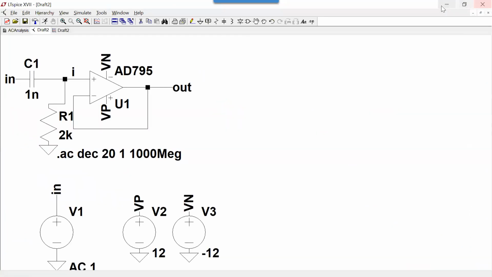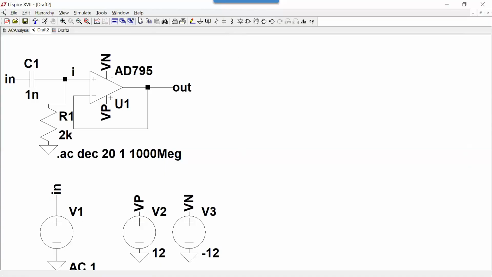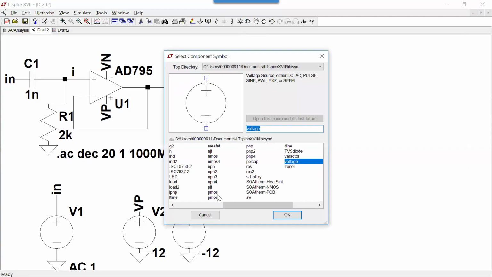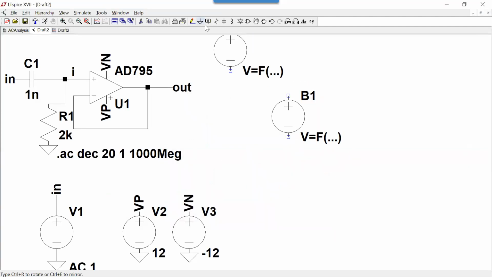let's see, we're set for time. Yeah, in lab, you can use a behavioral source.